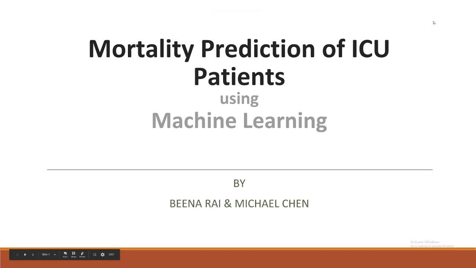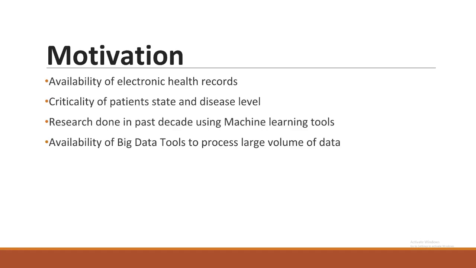Welcome to the presentation of our project for Big Data Analytics for Healthcare, spring of 2018, by Beena and Michael Chen. We'll walk you through the project background and context, and later talk about the proposed solution. As we move further, we will give details about data extraction, feature construction, and the various machine learning models used. In the end, we will present the comparative results of different machine learning models. The general motivation for this project is that we want to leverage the massive influx of data, particularly electronic health records, that are coming in.